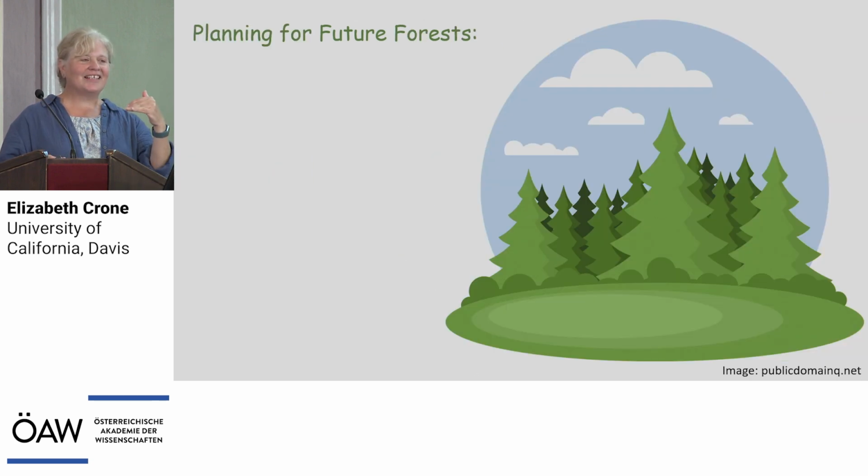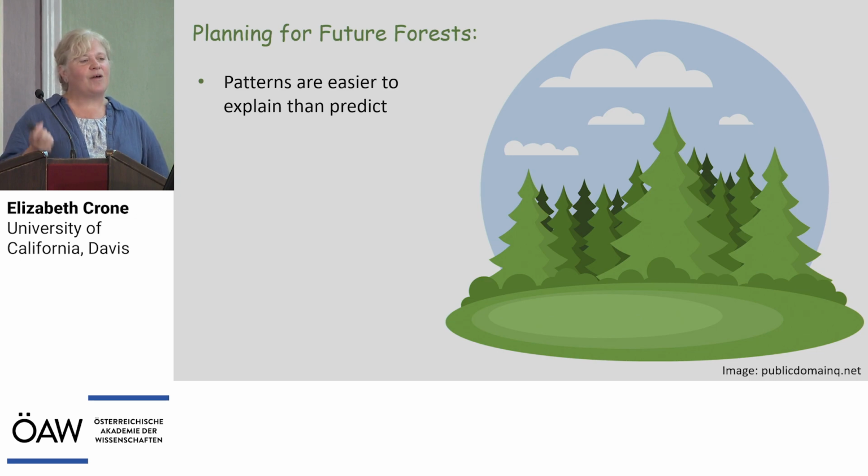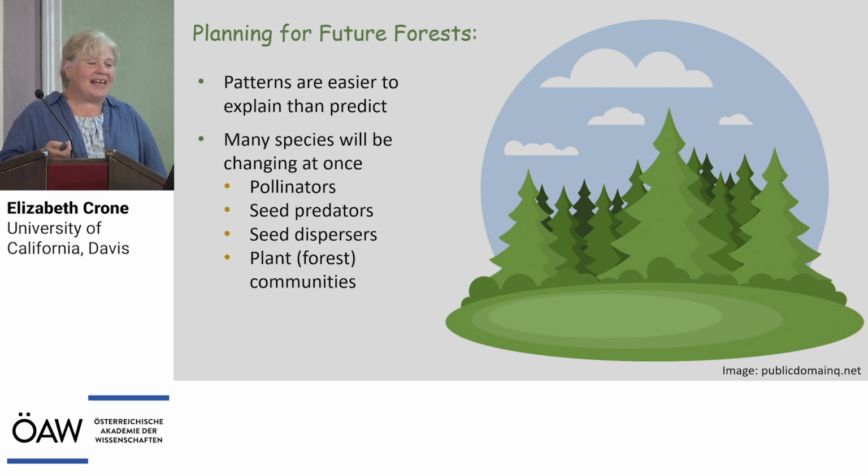And so, finally, before I run out of time, to plan for future forests, I want to say that the patterns we see are easier to explain than predict. And if we're thinking about changes in species, if interactions are driving a lot of this, many species will be changing at once: pollinators, seed predators, seed dispersers, the community context they're in. And so we should expect the unexpected.